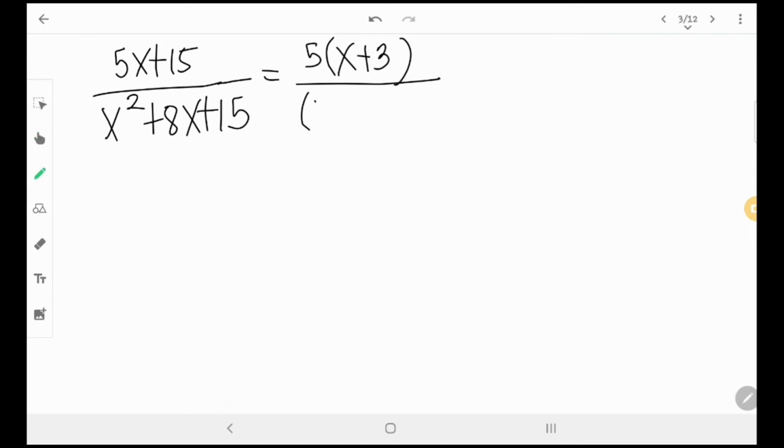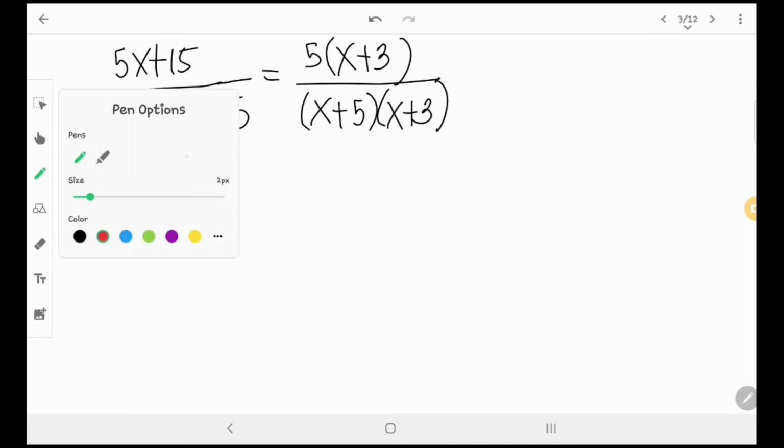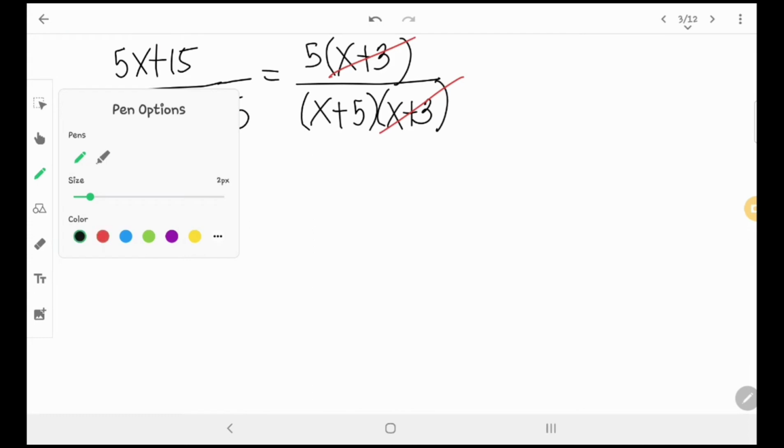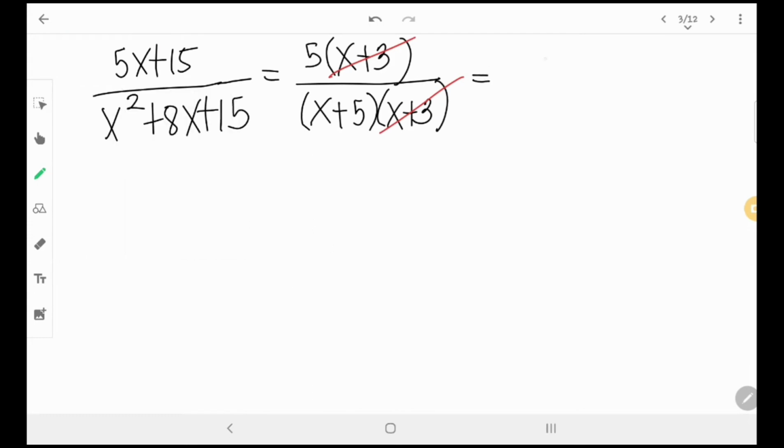So, we could write x, kasi yung factor nitong x squared na to. And then, ito factor ng 15. So, 5 and 3. At dahil positive naman ito, parehong positive. And then, let's now cancel the common factor. So, x plus 3 na din pareho nila. Okay. So, yun lang yung pareho. Kaya we could now write our final answer, which is 5 over x plus 5. Pwede may parenthesis, pwede rin naman.